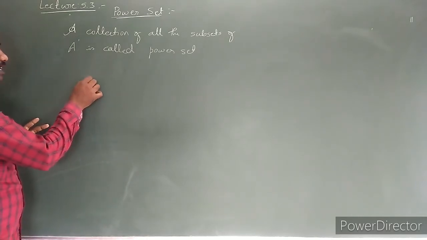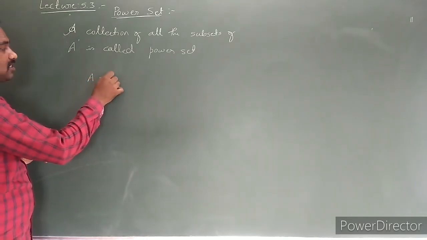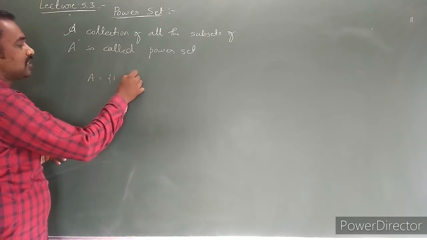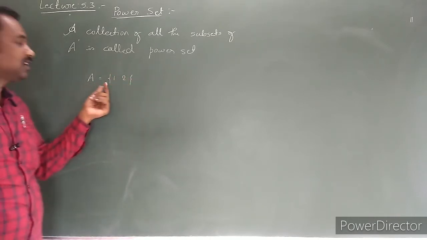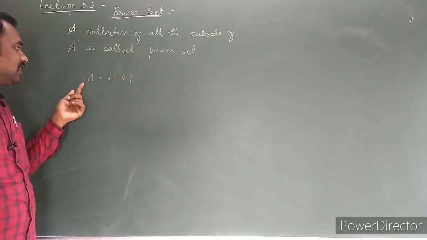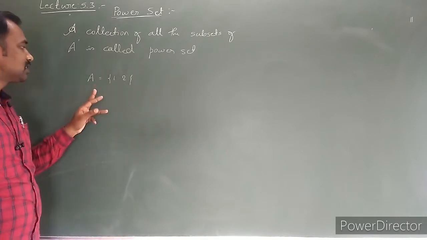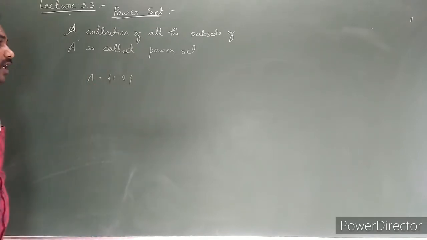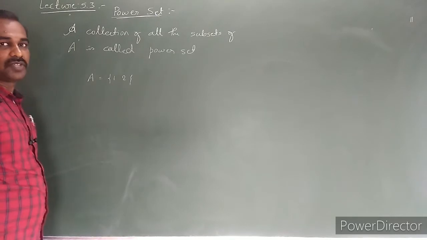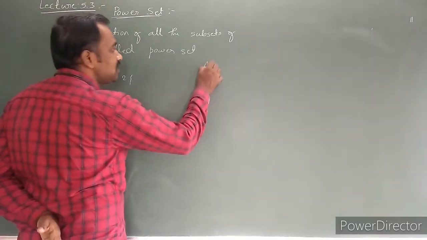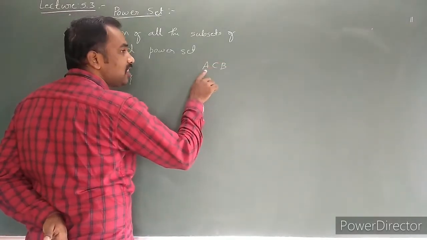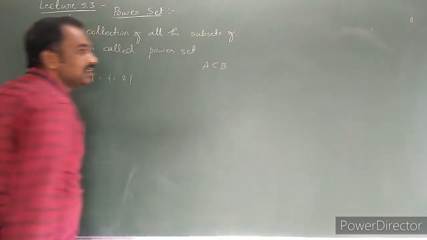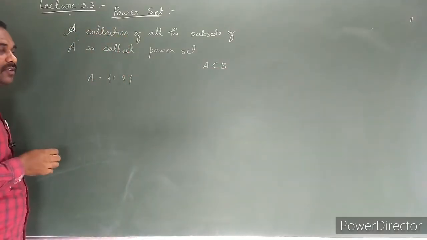So suppose one set A is there, for example {1, 2}. I just take a small number of elements. There are 2 elements present in the set A. I am going to write the subsets of this set. We already know the subset: A is said to be a subset of B if all the elements of A must be present in set B. What subsets can we write?